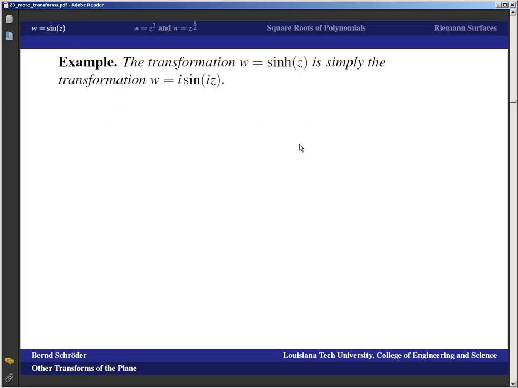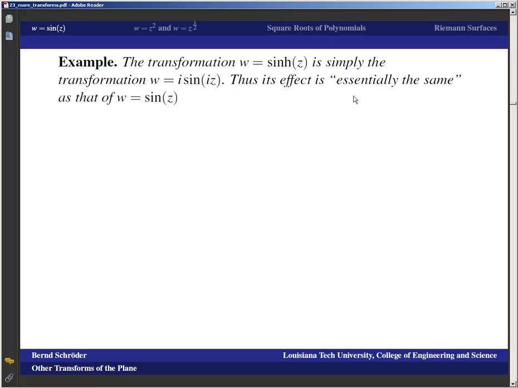Similarly, we can dispense with sinh and cosh. The transformation w equals hyperbolic sine of z is the transformation w equals i times sine of i z. That's one of those identities for the hyperbolic sine.